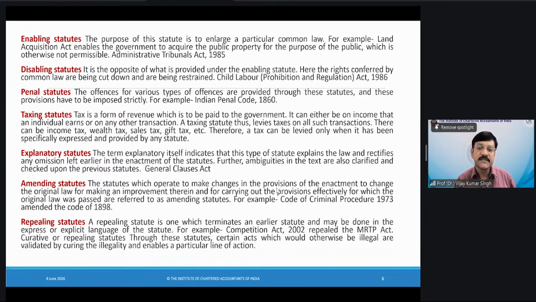Achal, what would you like to understand out of this? Because there are many statutes which I explained. Which one do you want to understand?